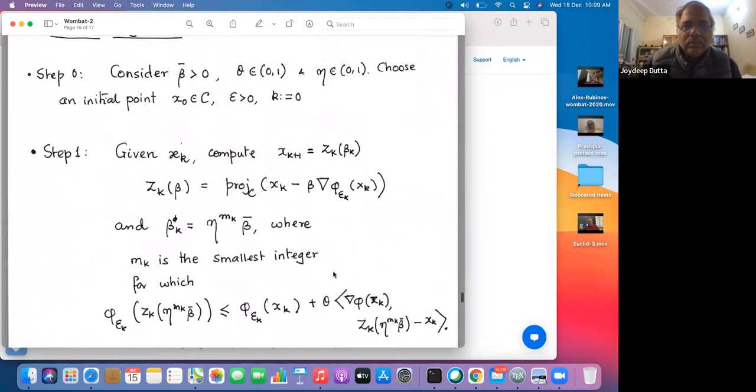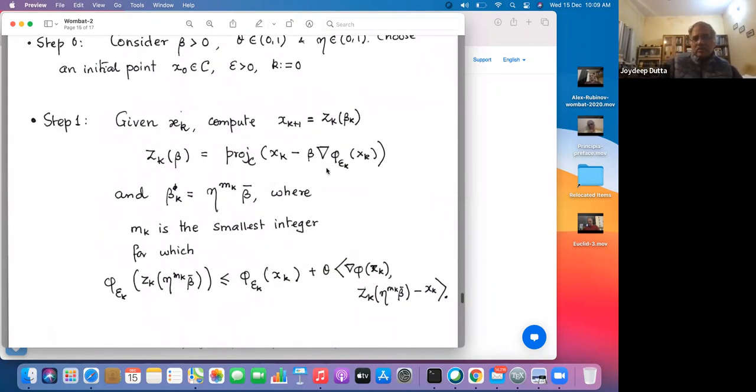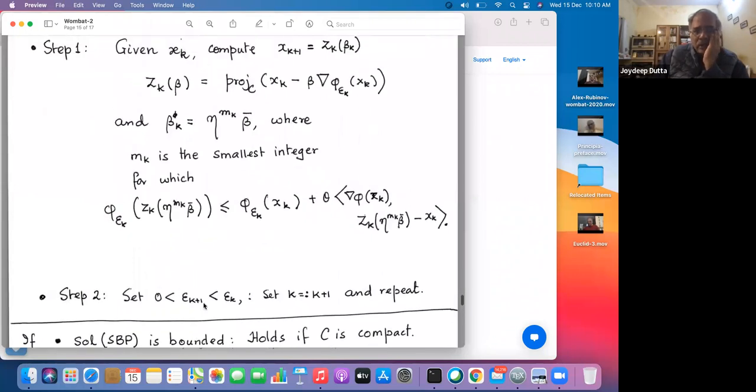So here is Solodov's algorithm. This beta, the step length that you use in this projection, is chosen through the application of Armijo criteria. I do not know whether it's really required or not, but in the convergence proof, it seems that it might be required. So this is the idea. Projection step, choose the step length with Armijo criteria, and then keep on decreasing the value of epsilon at every step, setting k equal to k plus 1, and repeat.